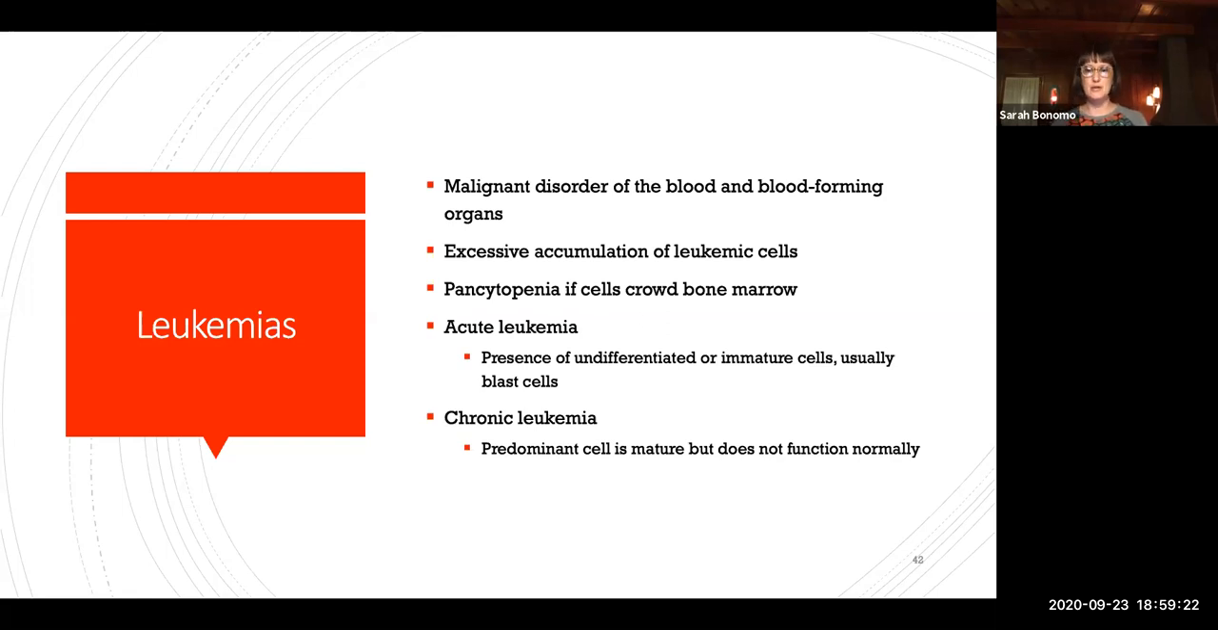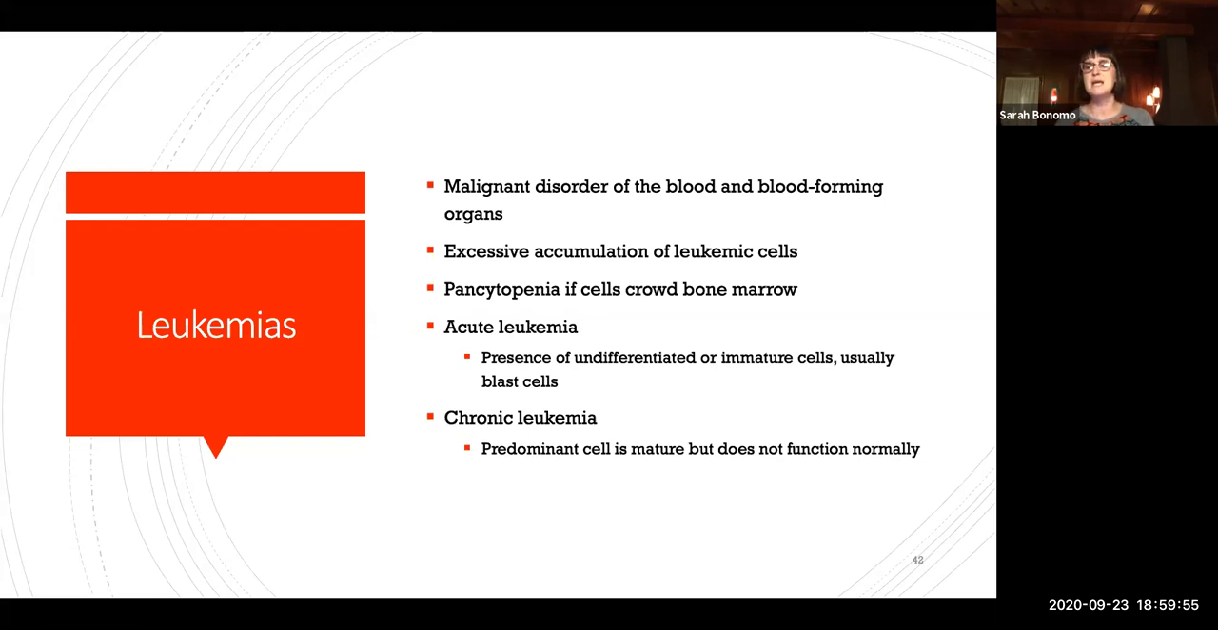So in acute leukemia, you're going to have undifferentiated or immature cells, and they're usually referred to as blast cells. And so on a slide, we could take a blood sample and put some of that onto a microscope slide, and we would have the presence of blasts or blast cells in that specimen, and that would help to diagnose acute leukemia.